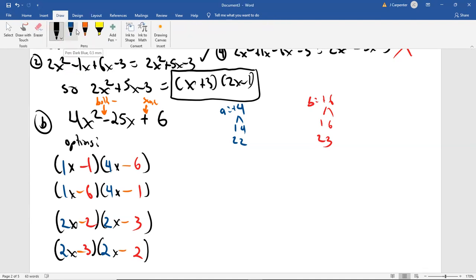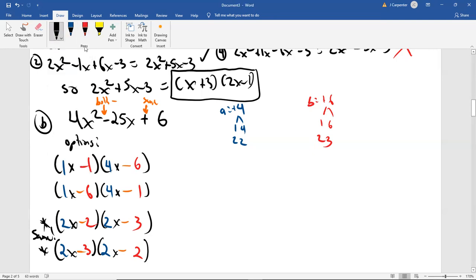But look at options 3 and 4. 2x minus 2, 2x minus 3, 2x minus 3, 2x minus 2. These are the same things, just swapped. These are the same, so we don't even need to check the fourth, because the fourth would be the same foiling as the third.